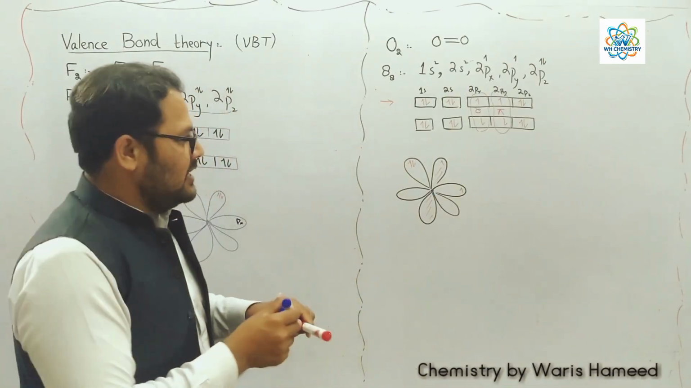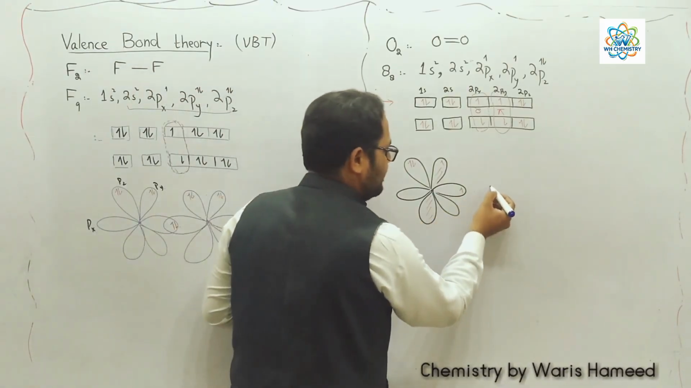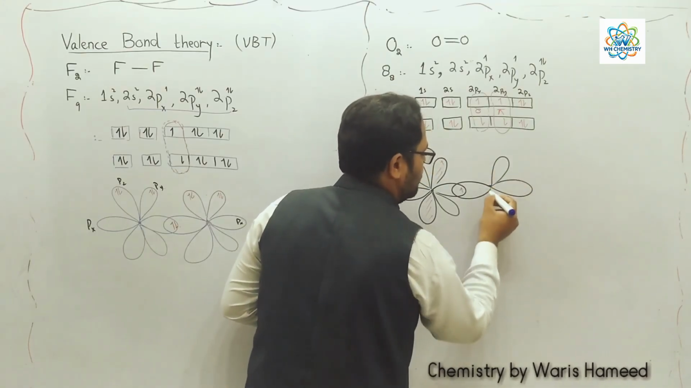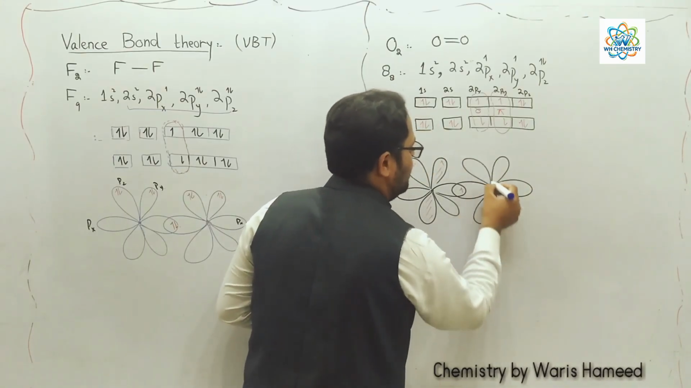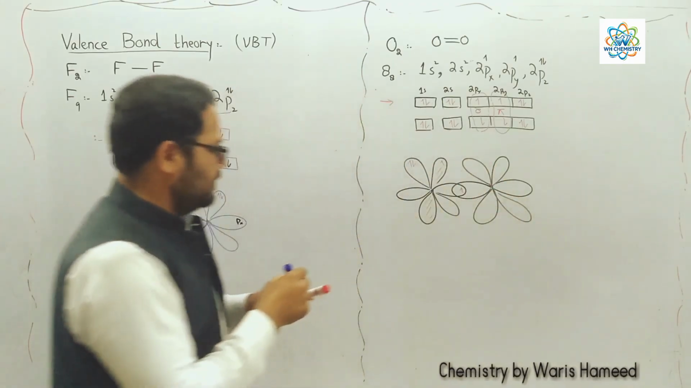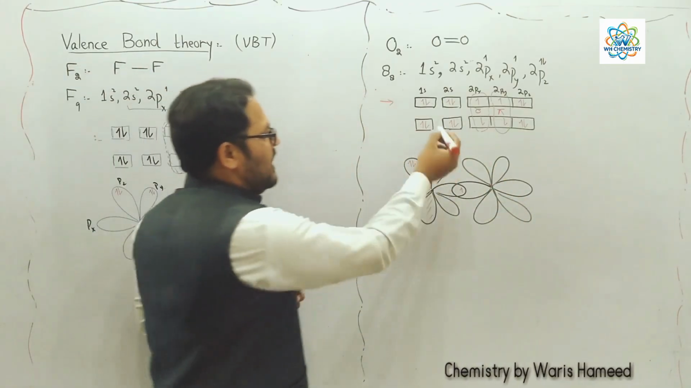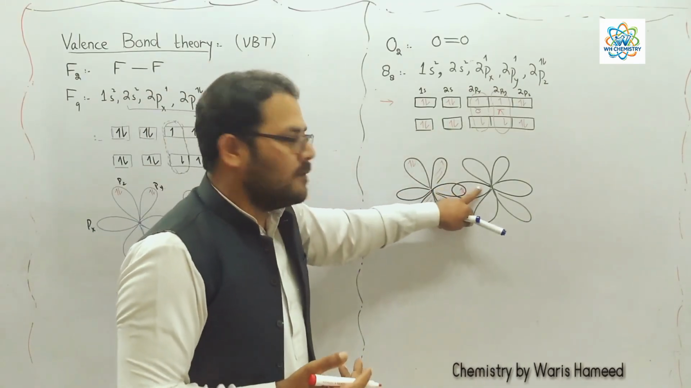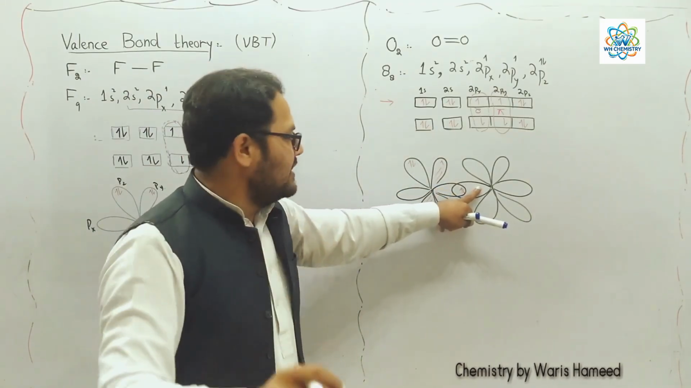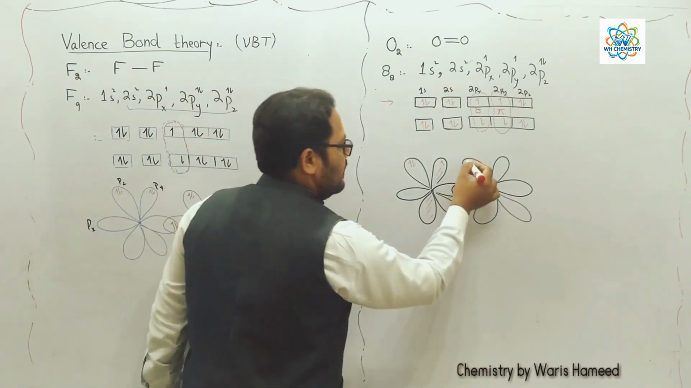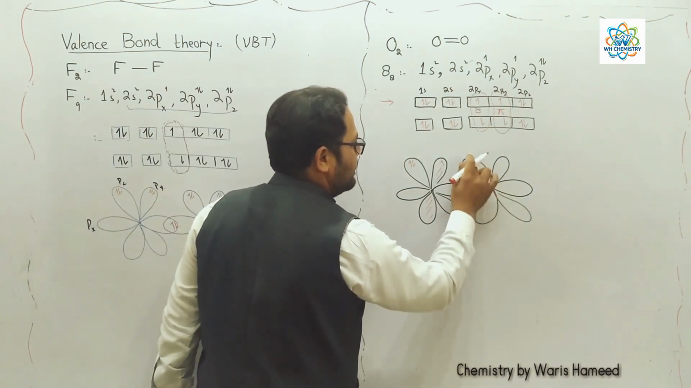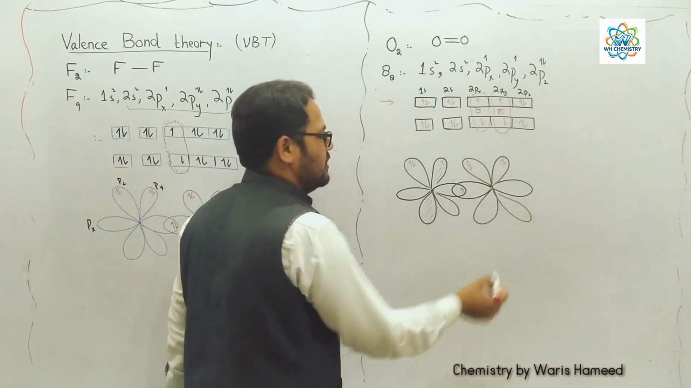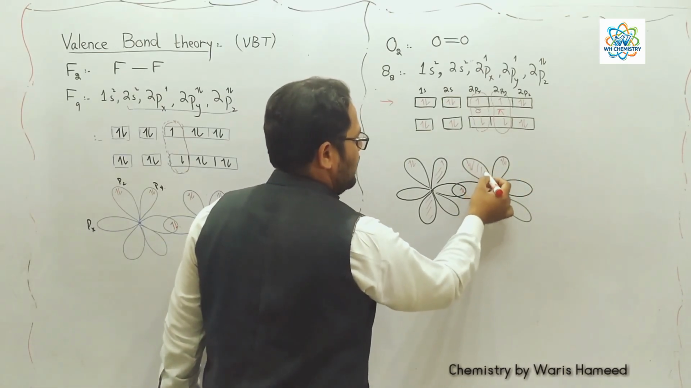Now the second oxygen atom has 2px, 2py, and 2pz. 2px has one electron, a bond is formed, and it's a head-to-head overlap between the 2px atomic orbitals, and here is 2py with opposite spin, and 2pz has 2 electrons. It's 2py.